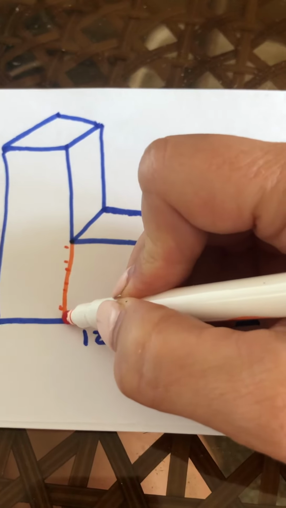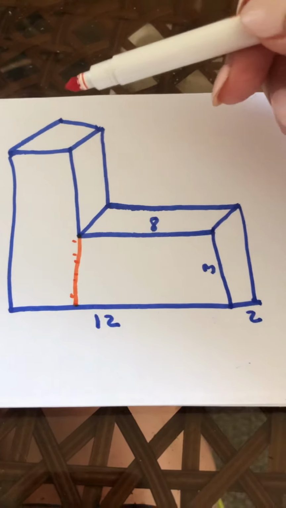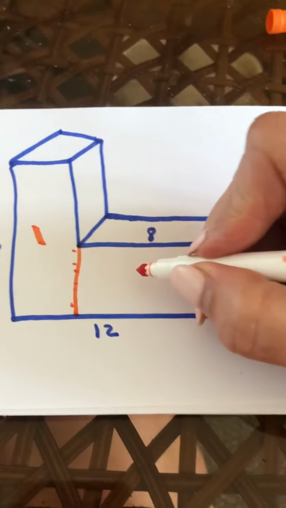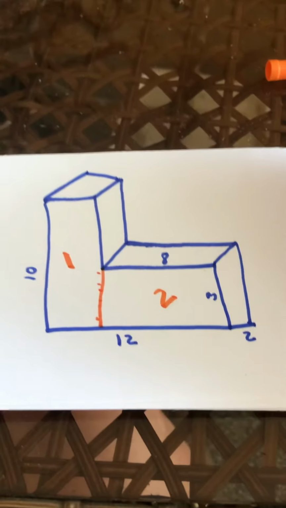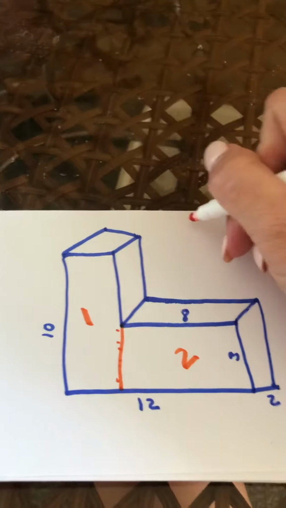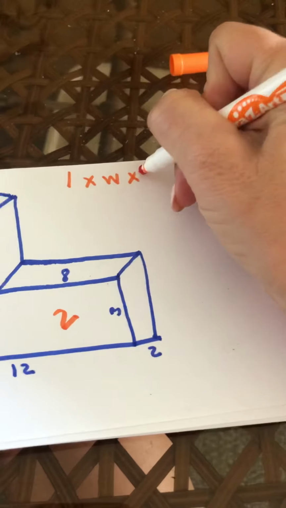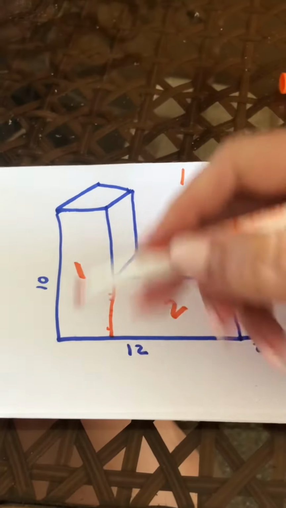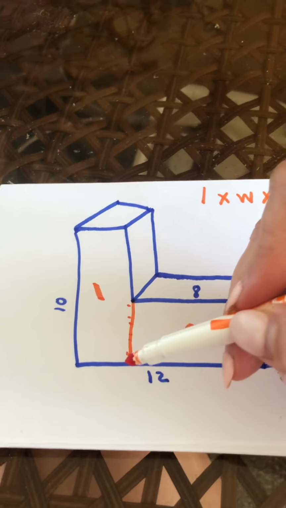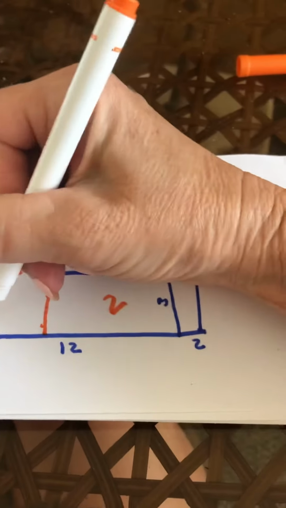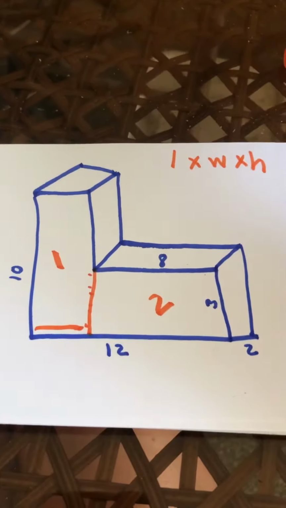And when you do that, then you're going to have two rectangular prisms. You're going to have rectangular prism 1 and rectangular prism 2. And so you're going to have to calculate the length times the width times the height of both of these. So now since I've split this one, it's no longer 12. You want to calculate what this length right here is.